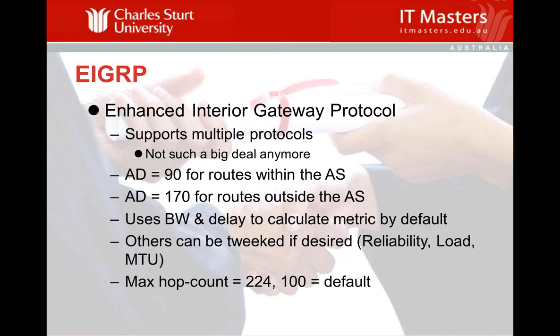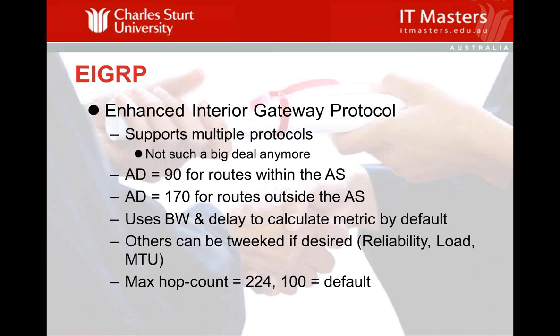So EIGRP has an AD or admin distance of 90 for routes that originate within the autonomous system. So if you've got four routers and they're all in the same autonomous system, then the administrative distance for all those routes will be 90. If, on the other hand, you are connecting with routers that are in a different autonomous system controlled by someone else, or just a different administrative domain within your network, then those routes coming in from there will be marked with the admin distance of 170. So they are less trustworthy.